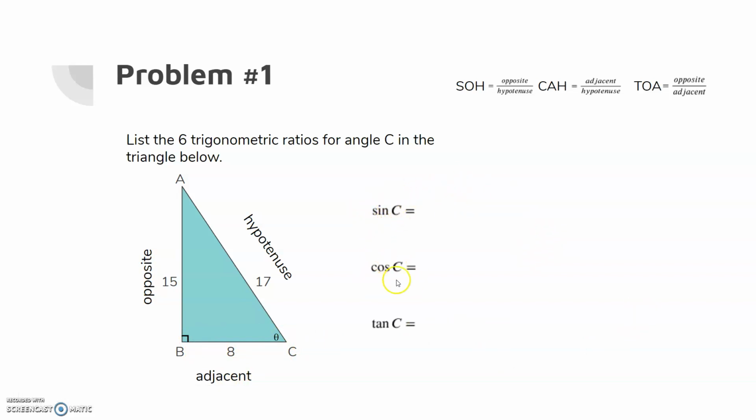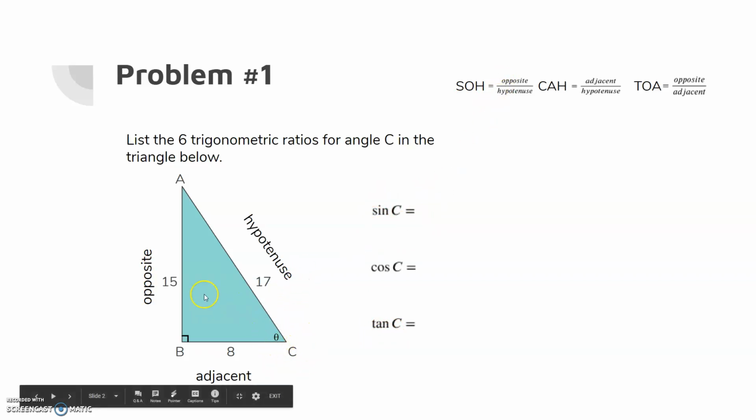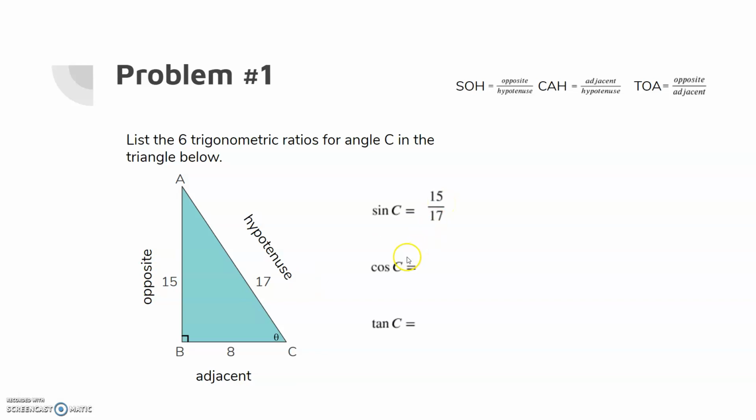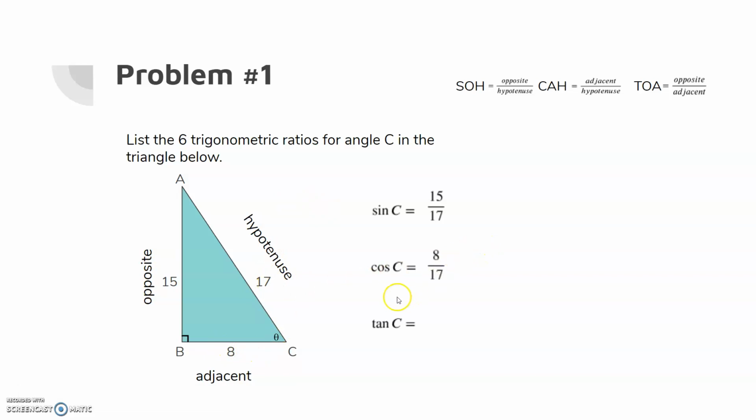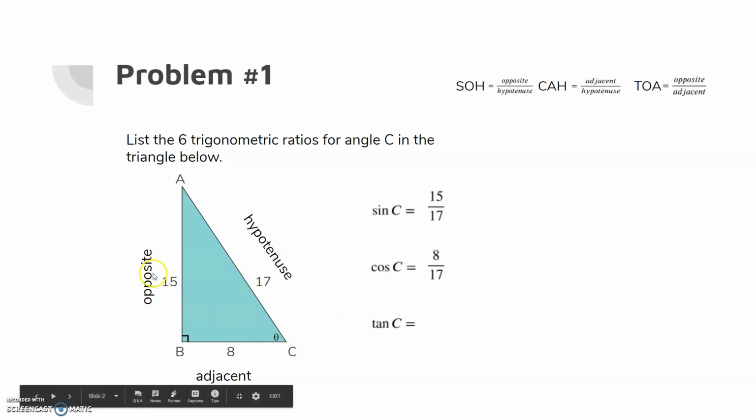So here are the first 3 main trig ratios: sine, cosine, and tangent. So sine is opposite over hypotenuse. So you look at angle C, the reference angle, find opposite over hypotenuse, which is 15 over 17. Then we move on to cosine, which is adjacent over hypotenuse. Adjacent is 8 over the hypotenuse of 17, 8 over 17. And the last but not least is tangent, which is opposite over adjacent, 15 over 8.